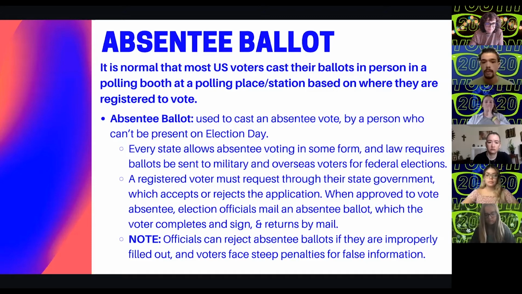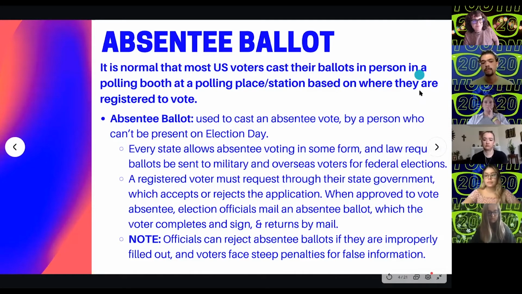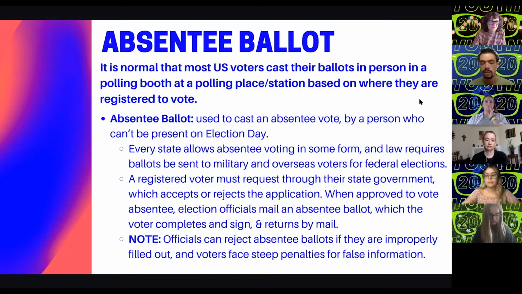A registered voter must request through their state government, which accepts or rejects the application. When approved to vote absentee, election officials mail an absentee ballot, which the voter completes and signs and returns by mail. And note that officials can reject absentee ballots if they are improperly filled out, and voters face steep penalties for false information.